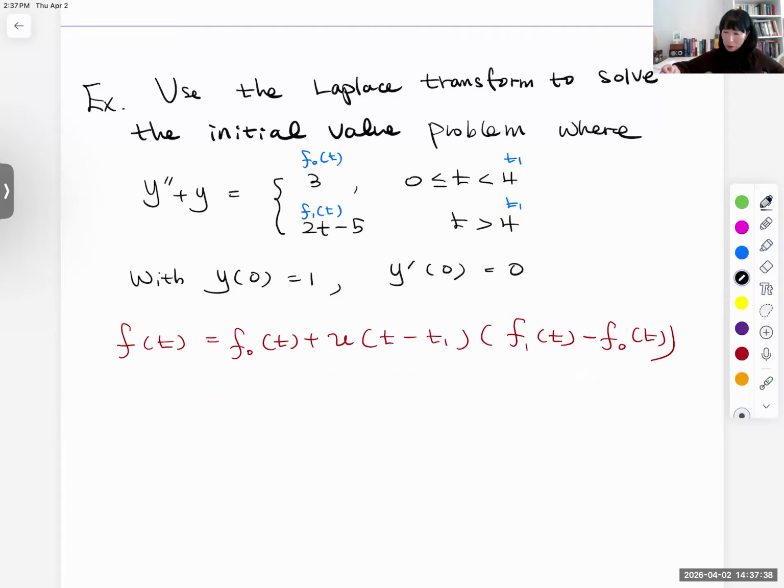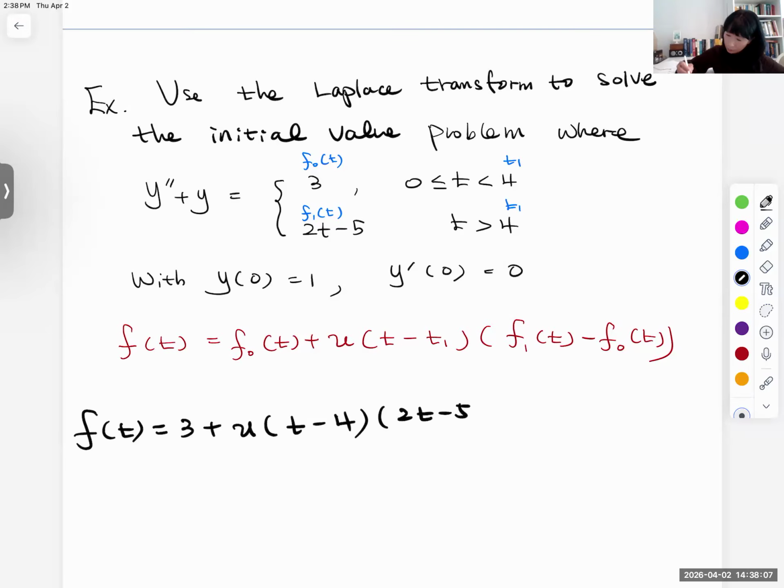Let us do that. So f of t equal to f naught, which is 3, plus u of t minus t sub 1, which is 4, times (f sub 1 of t, which is 2t minus 5, minus f sub 0, which is 3).